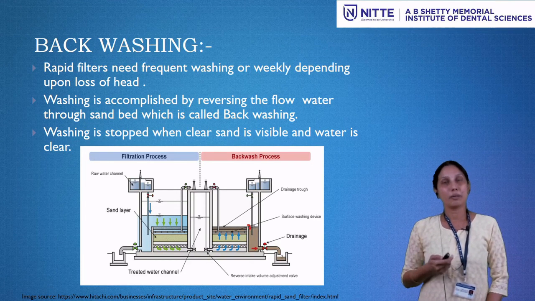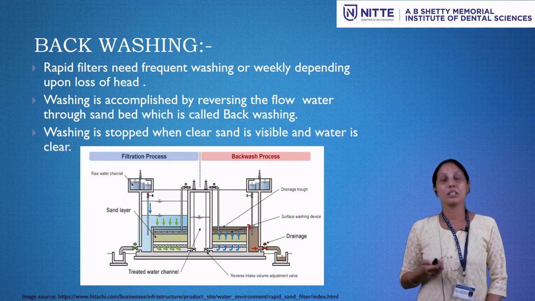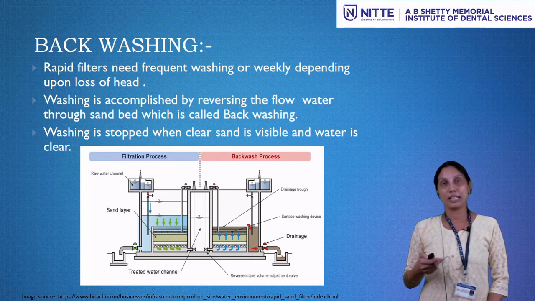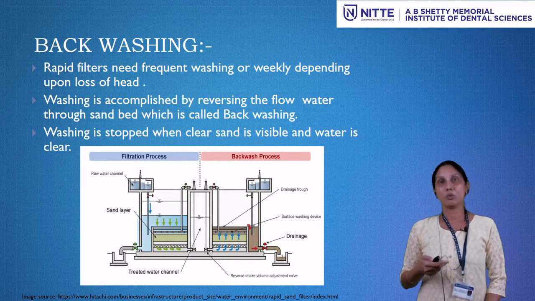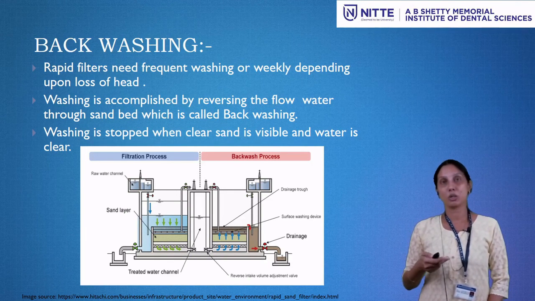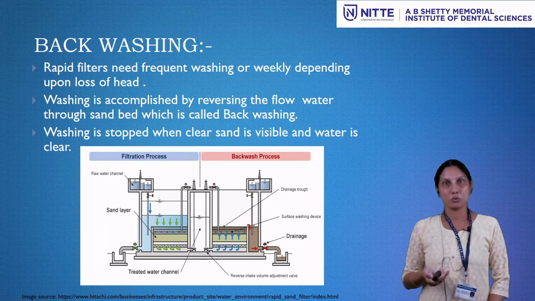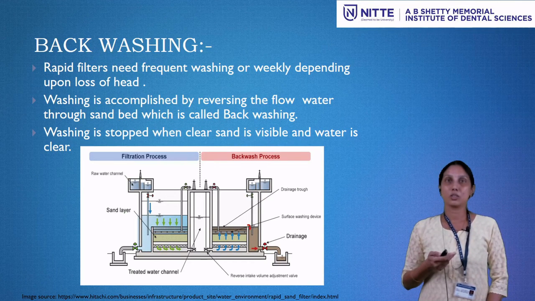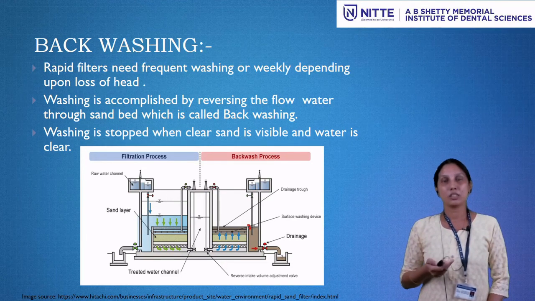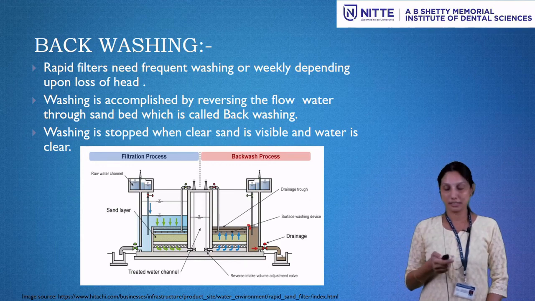How long does the backwashing process go on? It is till you get the clear sand on top, which is visible, and clear water flows out of the top portion of the filter. So, when the water becomes clear and the sand is visible, the backwashing process is stopped, and then the regular filtration process is carried on.